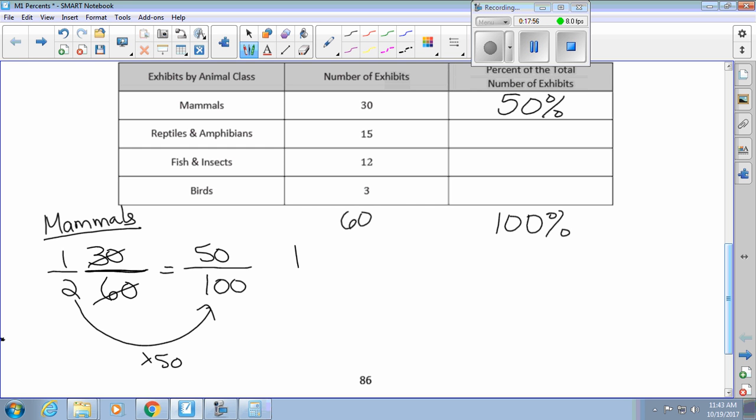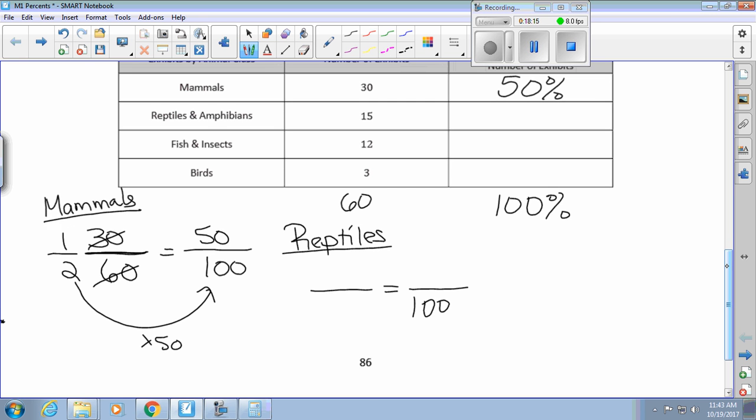So again, let's label our work. Reptiles and amphibians. All right, line equals line. So part over whole equals percent out of 100. Okay, so I need to figure out what the percent is, right? So we're missing this piece. We need to fill in what we know. So what do we know?